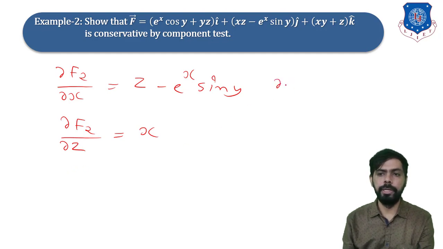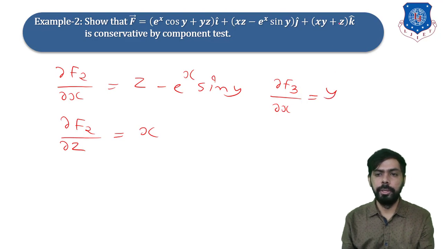Okay. Now next step, we will find out del f3 divided by del x. Okay. Del f3 divided by del x, that means partial differentiation of f3 with respect to x. So here y and z will be constant. So here first term is xy, so derivative of xy with respect to x will be y, because derivative of x is 1. Okay, plus z, derivative of z will be 0 because now z is constant.